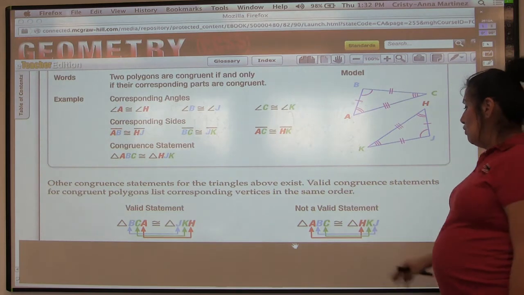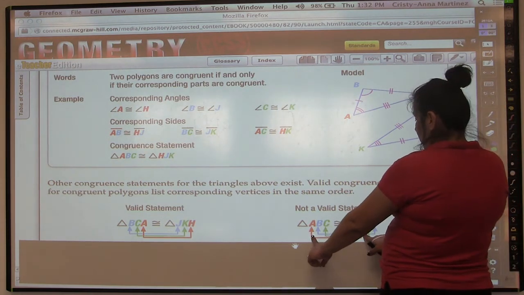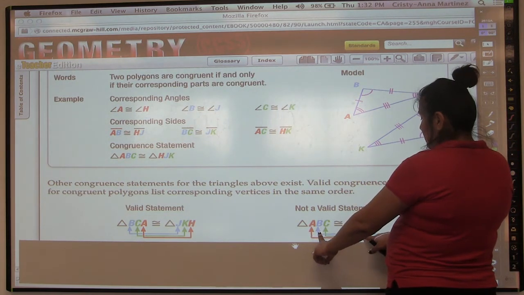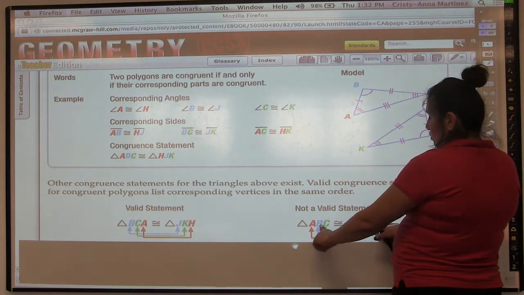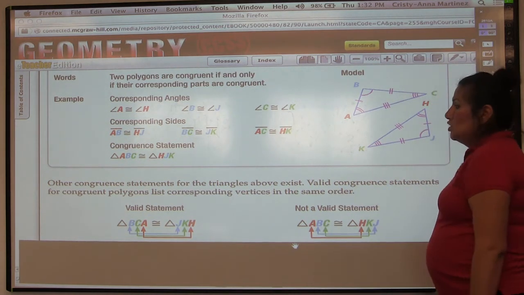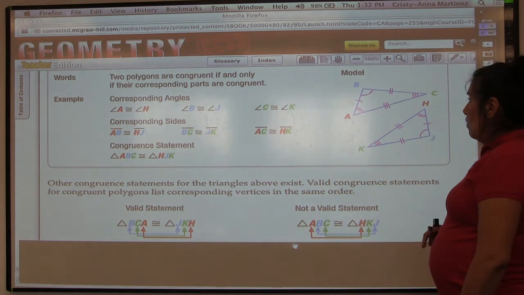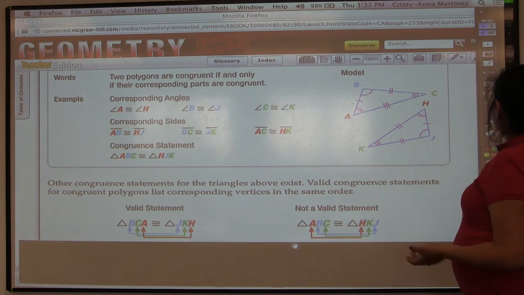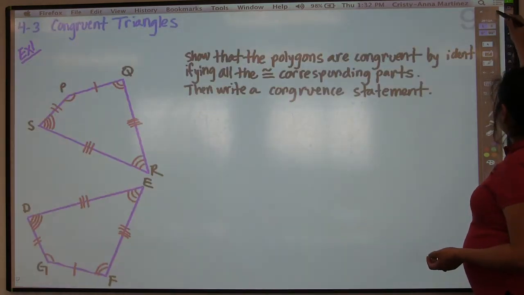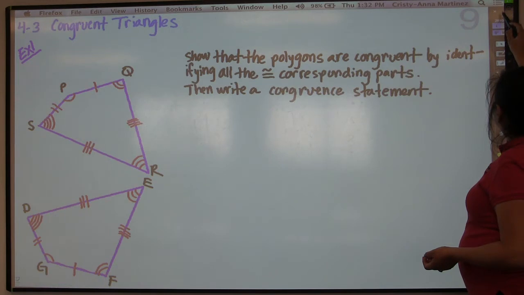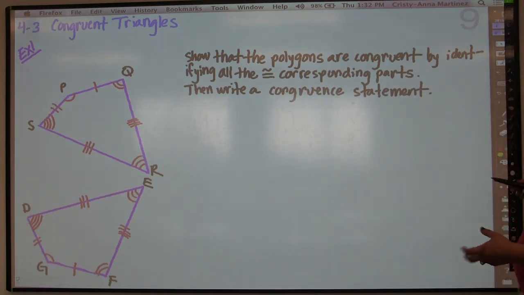This would not be in the right order because you have A corresponding with H in the right order, but B does not correspond with K. So they're in the wrong order here, so this would not work. So you want to be really careful that when you list the congruent statement, that you write them in the right order. Okay, so now that we've done that, now we can actually go and talk about the examples.